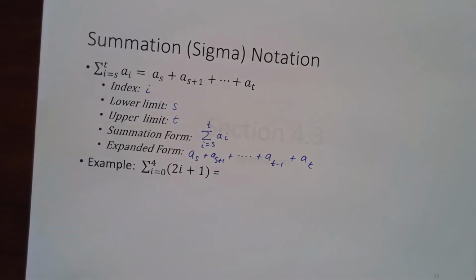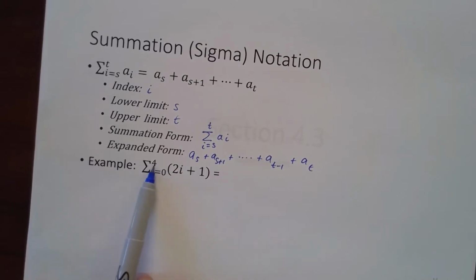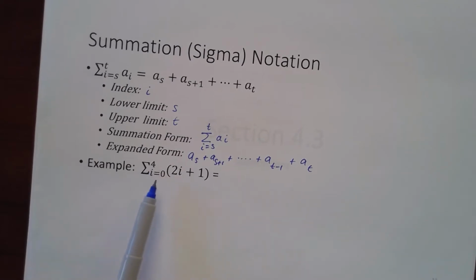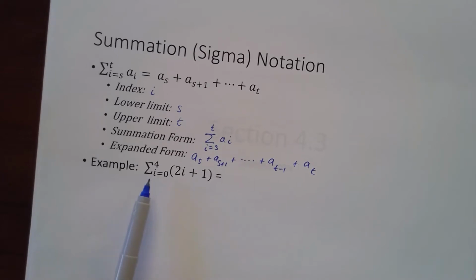So let's do an example. Notice I've got my index i, and so the expression in here should involve i. Usually it will involve i. Then this 0 is the index where I start my summation, and 4 is the index where I stop my summation. I need to consider every i starting at 0, so it'll go 0, 1, 2, 3, 4. And when I get to the upper limit, that's when I stop.